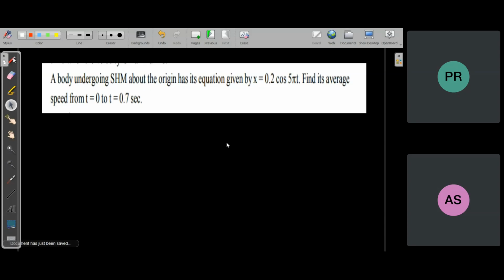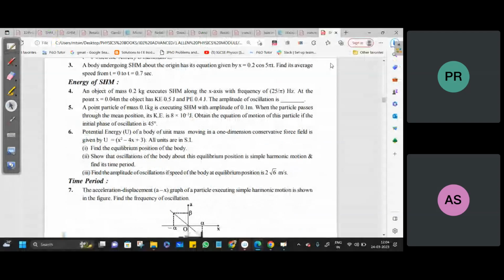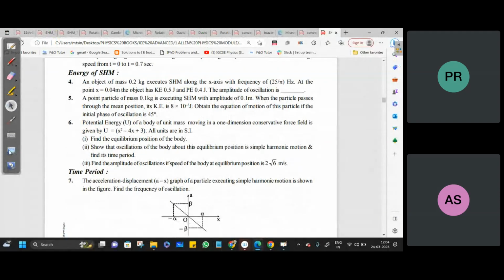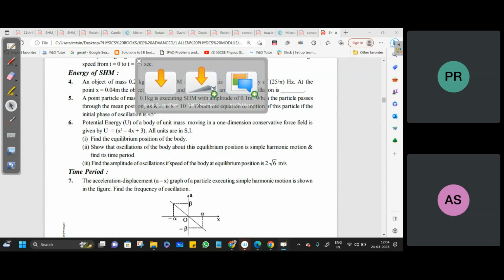So can you explain what you did? Yes, sir. Given the equation x equals 0.2 cos(pi t). So you calculated displacement and then divided by the time. Yes. Pi meter. Okay, you can try this one.